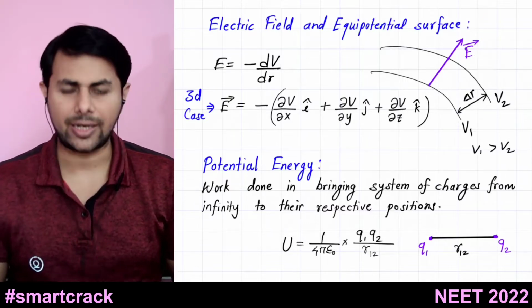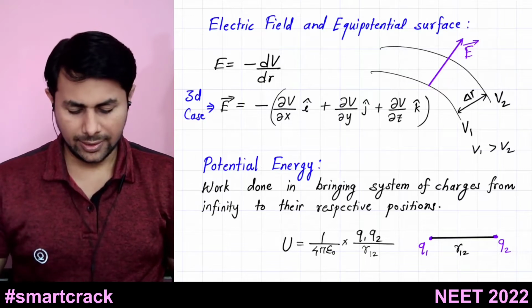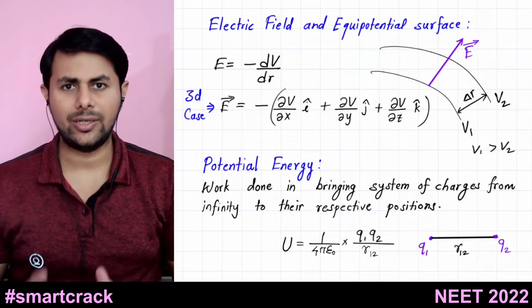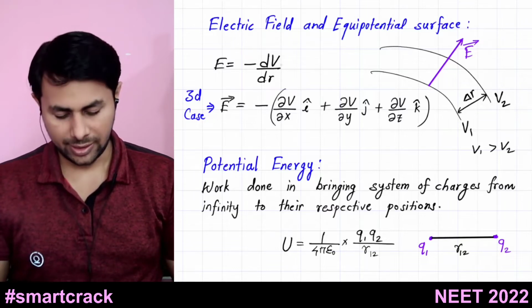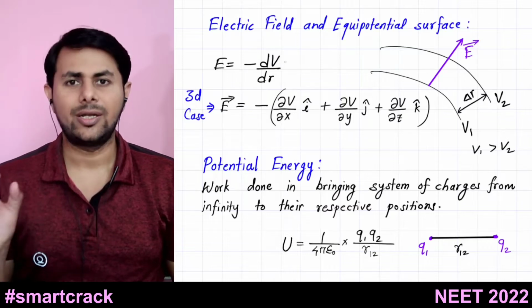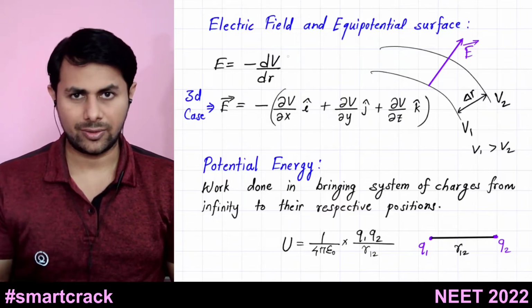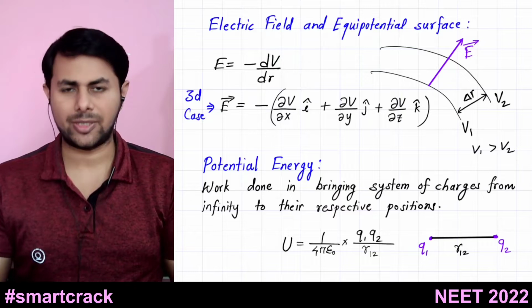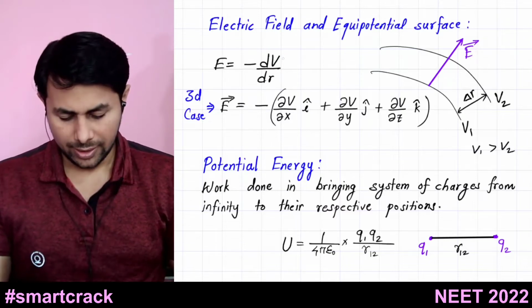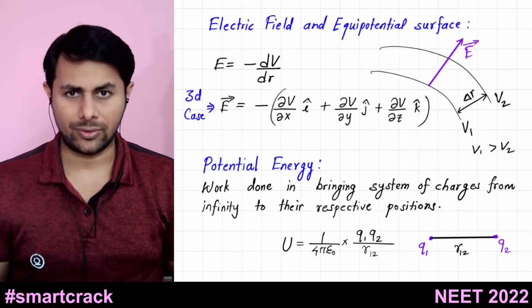Okay, so this is the direction of electric field, and we write it in terms of a formula like this. So electric field is negative of the gradient of potential with respect to distance. Okay, so what is gradient? Gradient means derivative. Okay, so change in potential with respect to change in distance is the gradient, and we want the negative of that. So this is for the one dimensional case only.